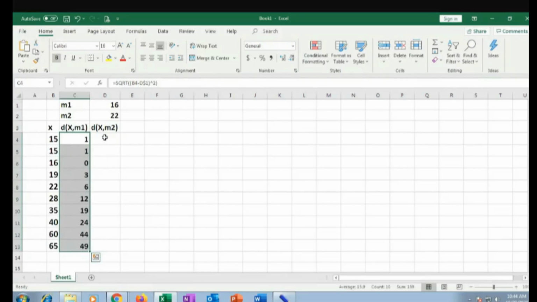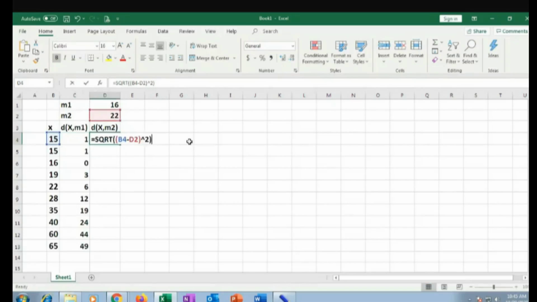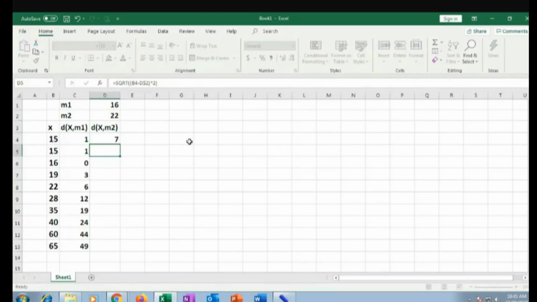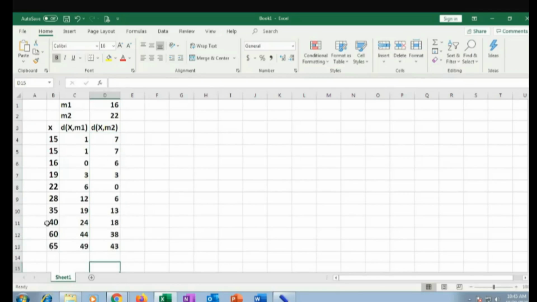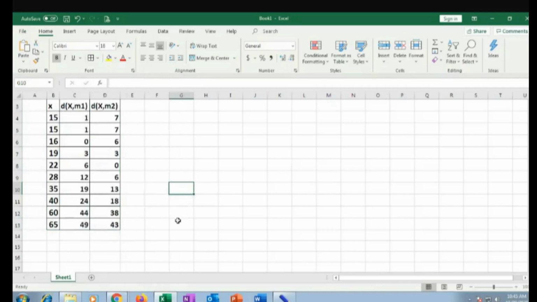Okay, so I just copied this, and again it will be equal to square root of this minus this, raised to 2. And I'll just write a dollar here so that it will be relative addressing. Okay, good. Now you got the distances over here. So if you can see, these are the distances.